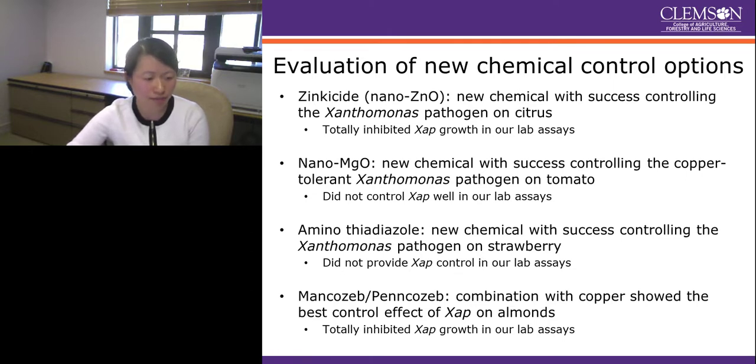Mancozeb and pancozeb are not new, but they are not registered on peach. And a combination of mancozeb with copper showed the best control effect for bacterial spot on almonds, which is caused by the exact same bacterial pathogen as on peach. And so we included mancozeb in our lab assay, and it did show a perfect inhibition of our bacterial growth.